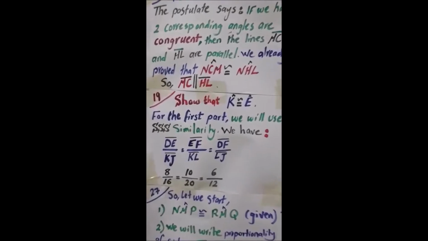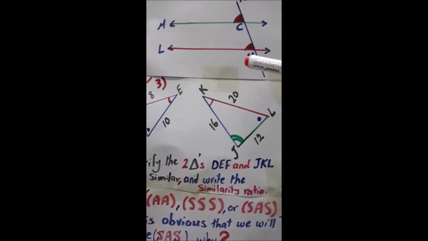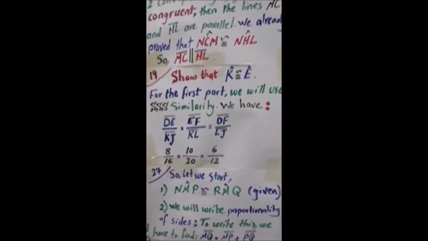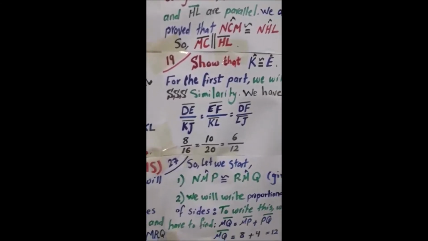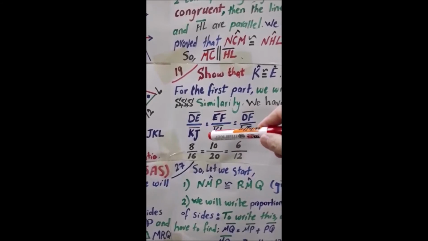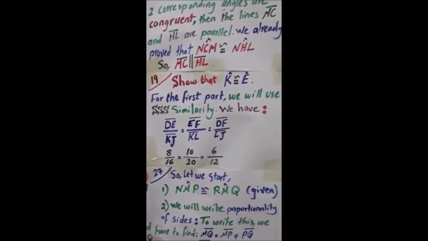For the first part, we will use side similarity. Guys, it's obvious because we have sides 6, 8, 10, and we have 16, 20 and 12. So obviously we will use side similarity. So we will have the proportionality for the corresponding sides. So we have DE with KJ, EF to KL, and DF over LJ.